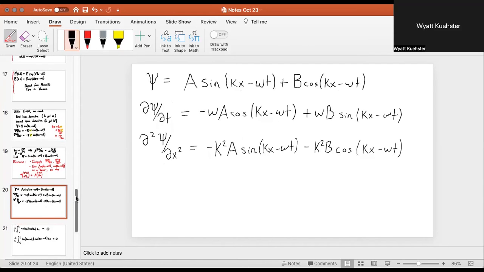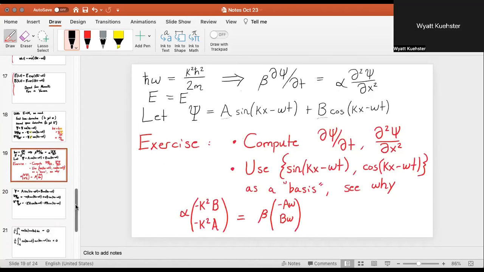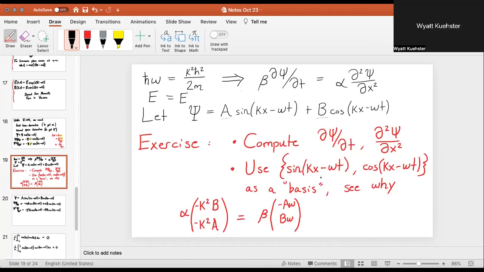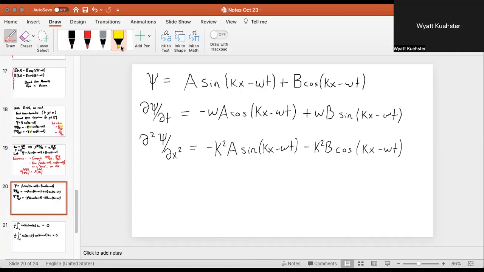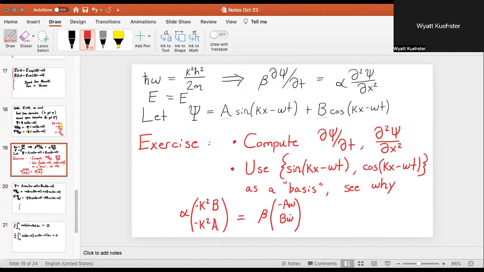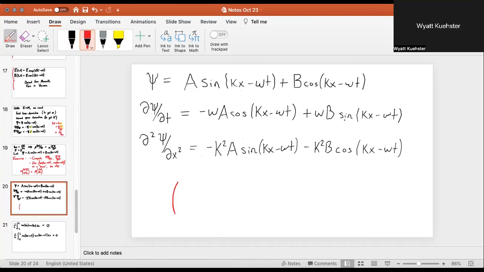That justifies this; we'll talk more about sines and cosines and orthonormality later. But if we use sine and cosine as a basis, then the coefficients of sine and cosine are the coordinates in that basis. So the coordinates of this vector here are, let's say, the coefficient of cosine, actually what did I do up here? I did the coefficient of cosine first. The coefficient of cosine here is minus omega a, and the coefficient of sine is omega b.